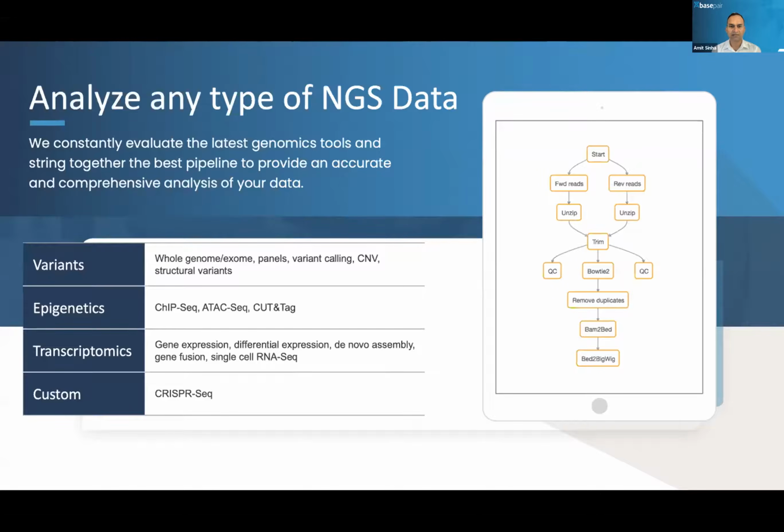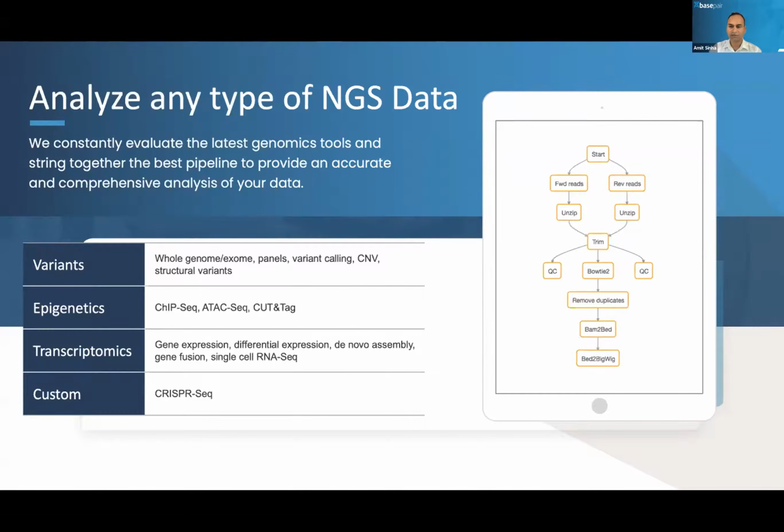So we constantly evaluate the best tools for each of these assays, and then we string together these pipelines, which are fully automated. We validate them very extensively on public data, sometimes working with customers. And when you sign up for Basepair, on day 1, you have all of these pipelines available to you.